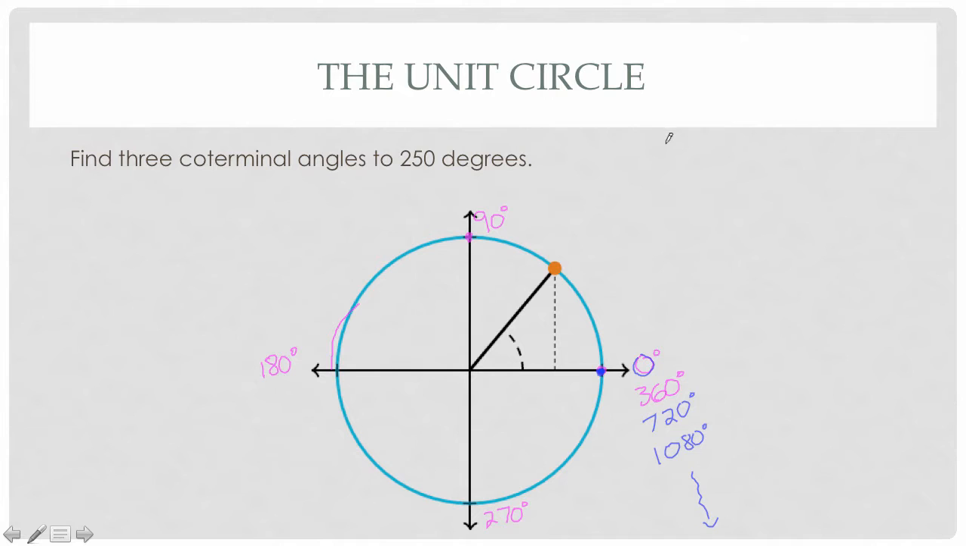So to find coterminal angles, we add 360 degrees or subtract 360 degrees to go forwards and backwards one whole lap around the circle. So 250 degrees, that's going to be right about here.